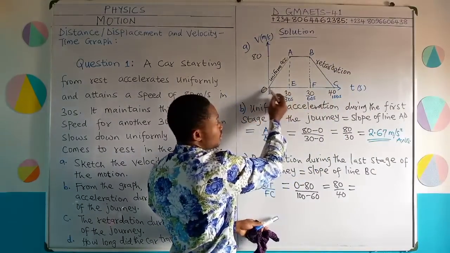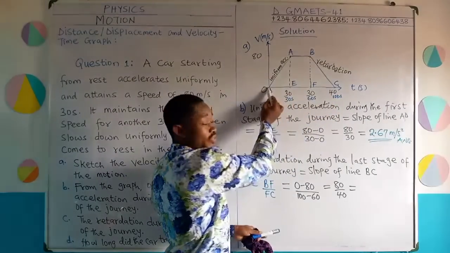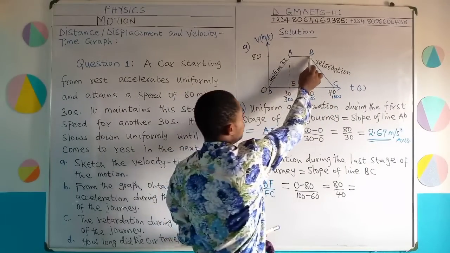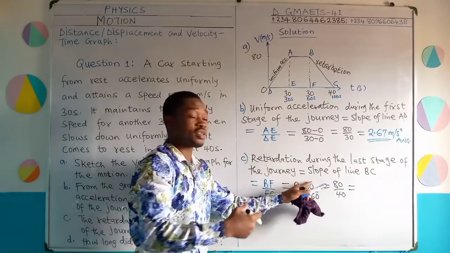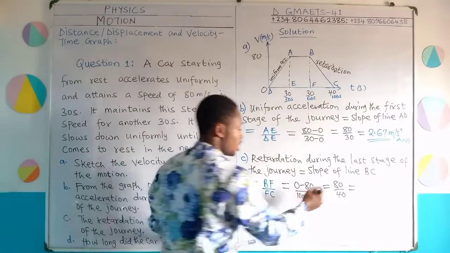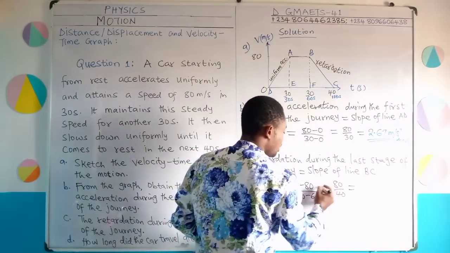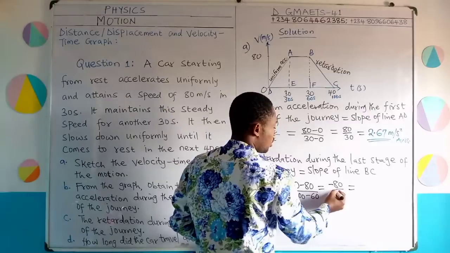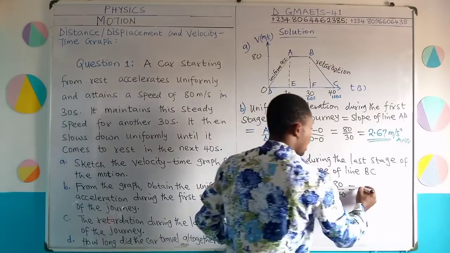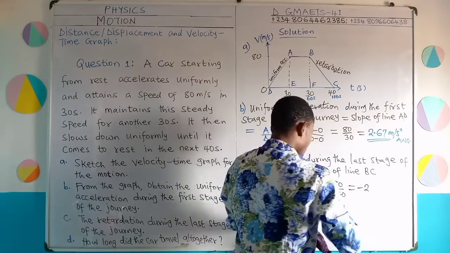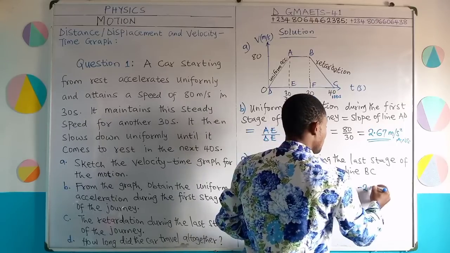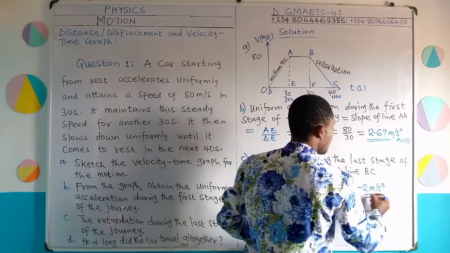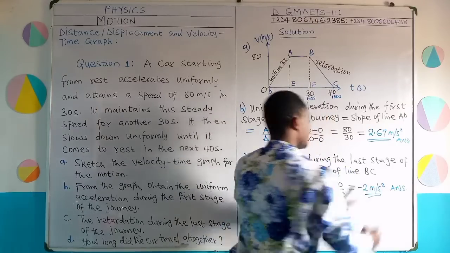The final velocity on taking the slope is 0. The initial velocity is 80. So acceleration, which is final velocity minus initial, is 0 minus 80. So this is going to give us minus 80 all over 40. And if you do that again, minus 2 meter per square seconds. Answer. What is the implication of the negative sign?